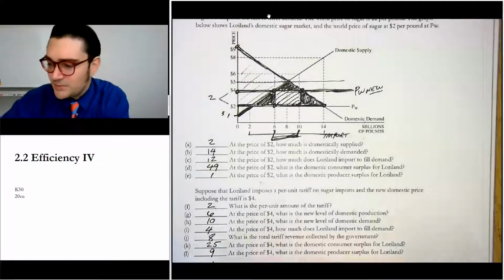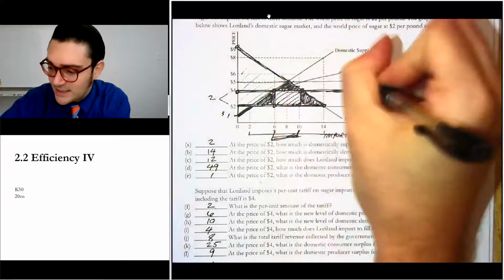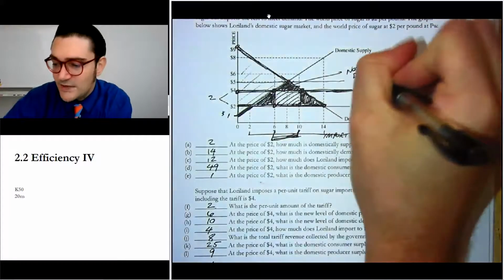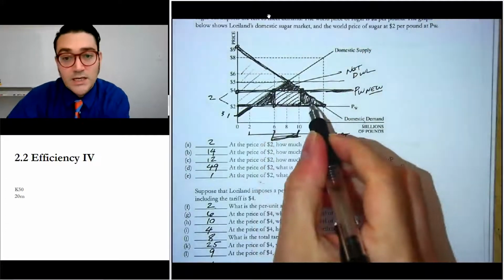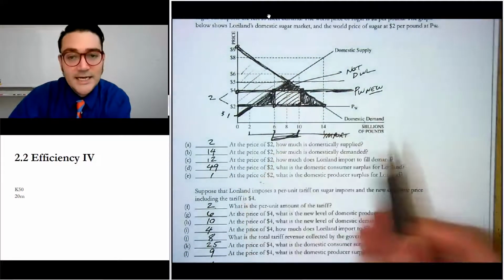Actually, hang on. I had a brain fart. It's not this box, not that one. It's just this one and this one. Because this part up here is actually part of the consumer surplus.